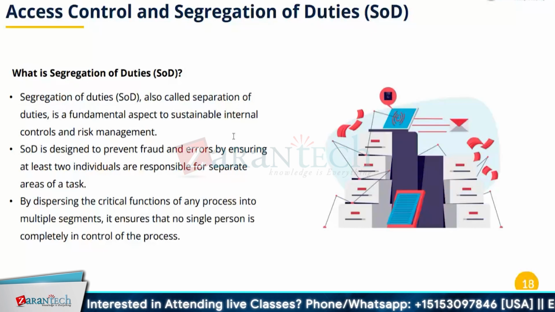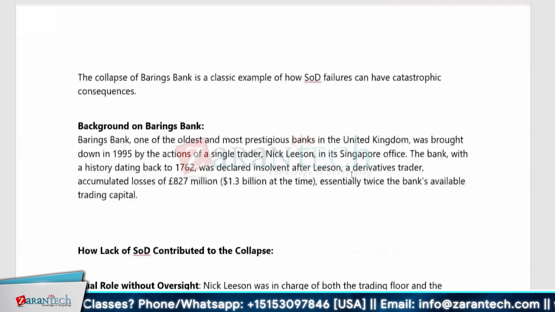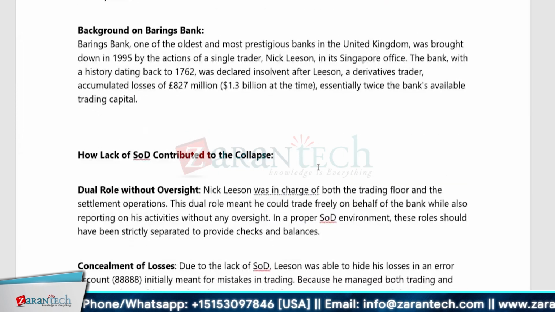If we think about a real-life use case, I've got something from a recent document which I came across. I wanted to walk you through that to give you a real-life example of how things happen in the real world. This is an example from Barings Bank, one of the oldest banks of the UK, which was brought down in 1995 by the actions of a single trader called Nick Leeson from its Singapore office. The bank, with a history dating back to 1762, was declared insolvent, as we can see here. Now we will dive into what led to the collapse of the entire bank.